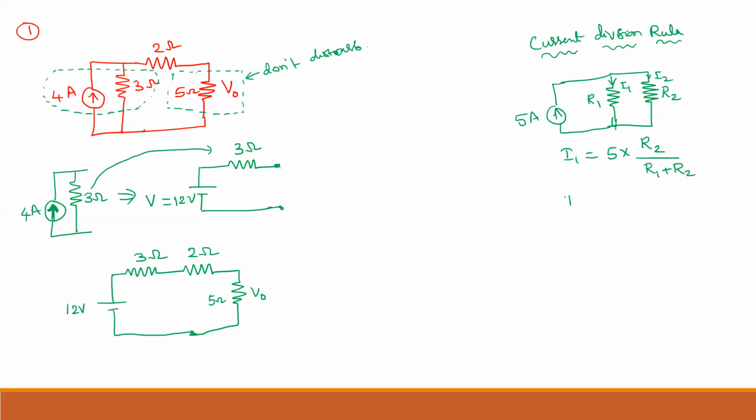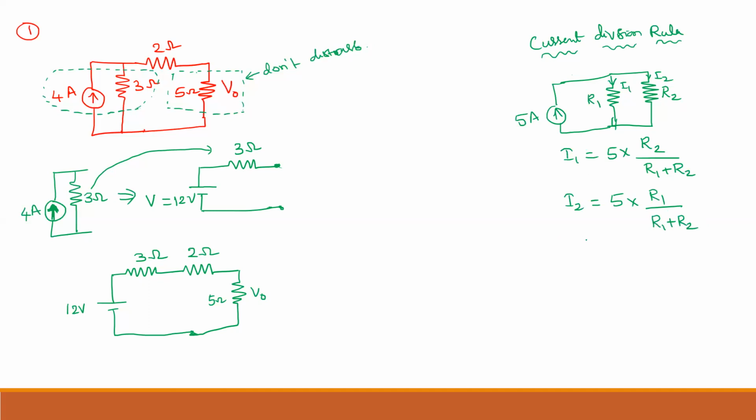Now, I2 is the current flowing through the R2 resistor. Remember how to find that? Total current into the opposite resistance. What is the opposite for R2? R1, divided by R1 plus R2. Now, this is about the current division rule.